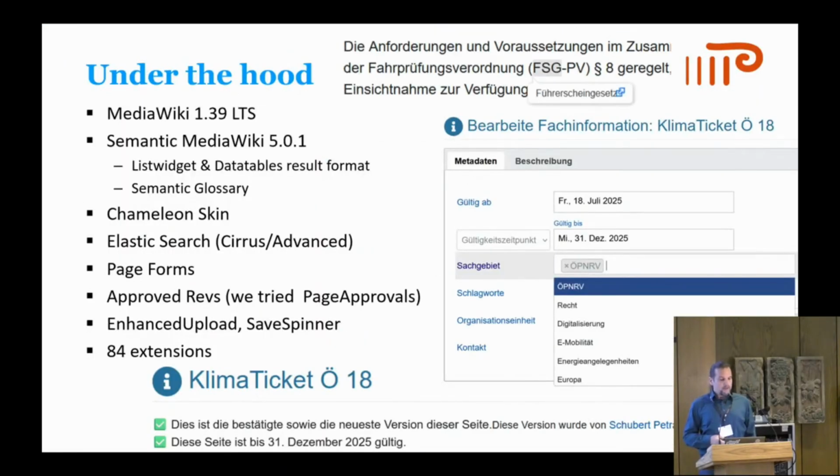We use the Chameleon skin that is, I think, very widely used across our community. We use Elasticsearch, so we have the Serials and the Advanced Search extensions, of course, in place. We use Page Forms. You can see it here, one example of how the metadata gets added, so pretty straightforward. Page Forms is a game changer. We heard yesterday there is another forms extension, WS Form or FlexForm. I'm sorry, FlexForm, also a great forms extension. So you have a choice here.